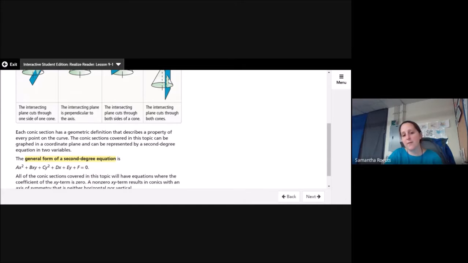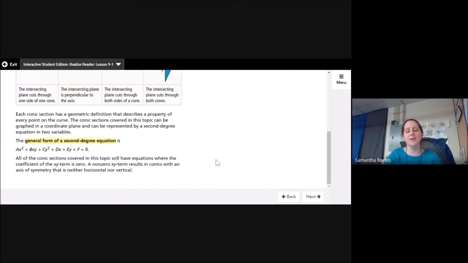The conic sections covered in this topic can be graphed in a coordinate plane and can be represented by a second-degree equation in 2 variables. The general form of a second-degree equation is ax squared plus bxy plus cy squared plus dx plus ey plus f equals 0. It's a lot of letters. All the conic sections covered in this topic will have equations where the coefficient of the xy term is 0. A non-zero xy term results in conics with an axis of symmetry that is neither horizontal nor vertical.